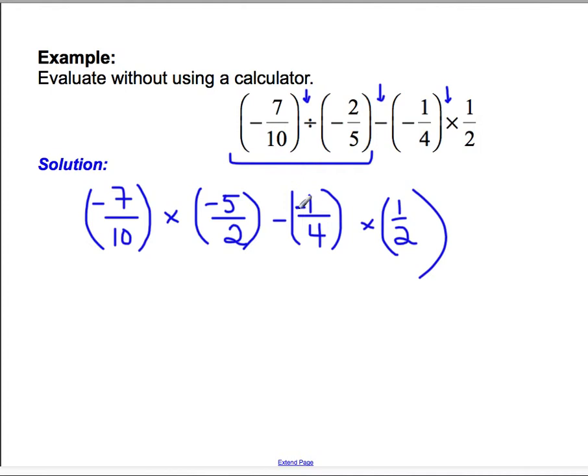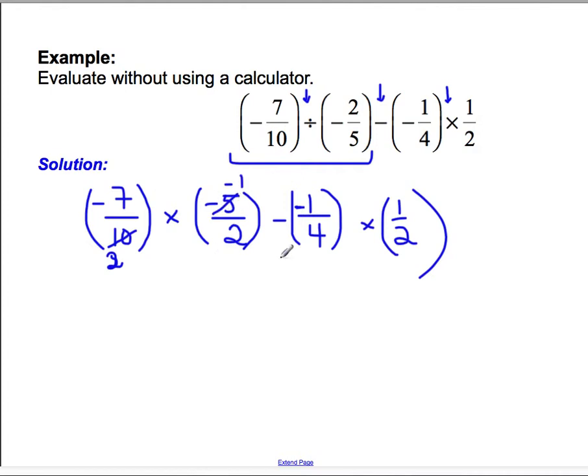I'm going to put that a little bit more clear. And then times 1/2. Now we go left to right. So we go negative, and a negative is positive 35. Well, actually, let's do some cross canceling, because we can actually cross cancel here. So let's just erase that. We can cross cancel the 5 and the 10. So we get 2 and -1.